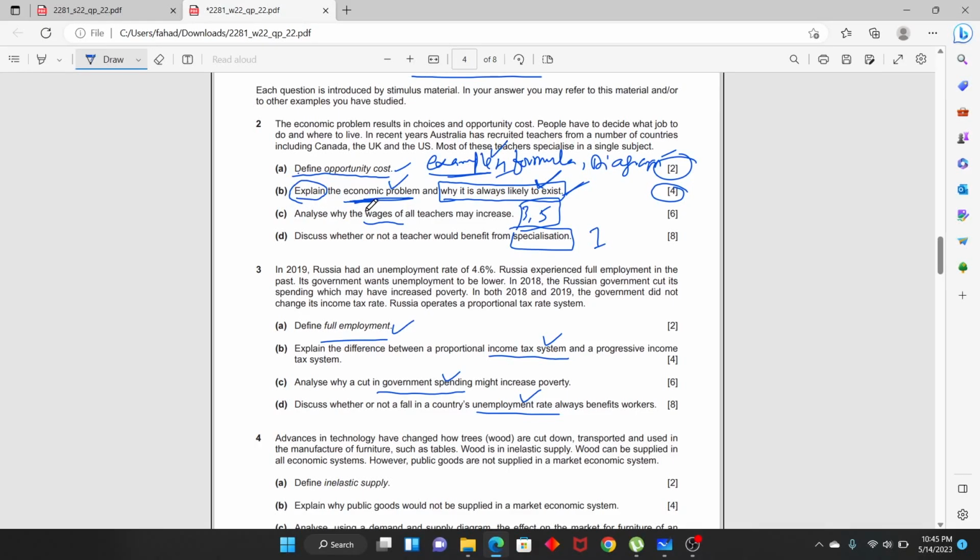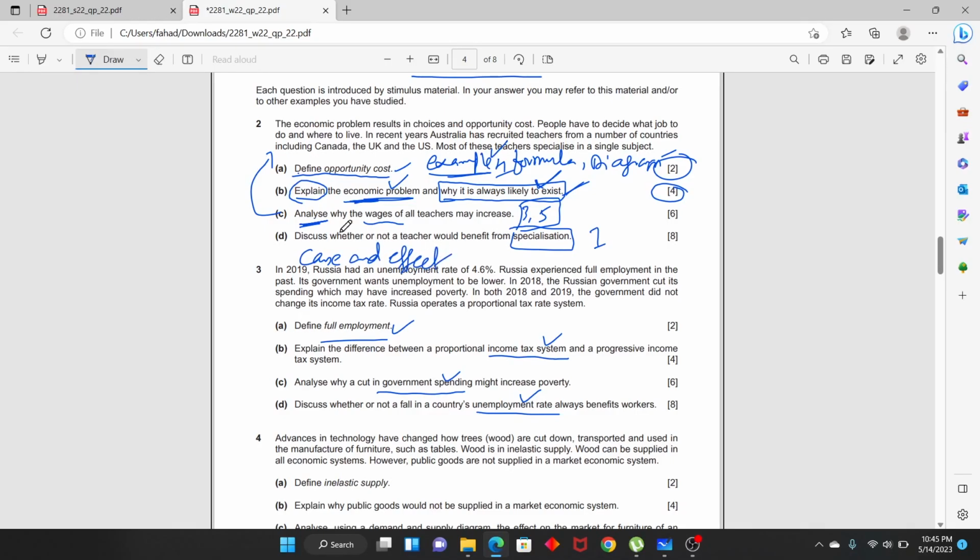Then the third part is wages, why the wages of all teachers may increase. Again, this is the analysis part. So you need to just make a relationship between the wages of the teachers and why it may increase with the case. You need to link it with the case, that why do you think that it might increase. So you need to give the reasons and then establish a relationship. What is the relationship between the wages of the teachers and why it can increase? So you need to just give a cause and effect.